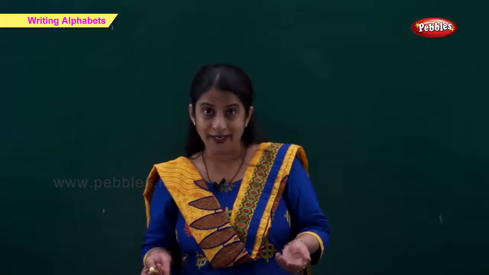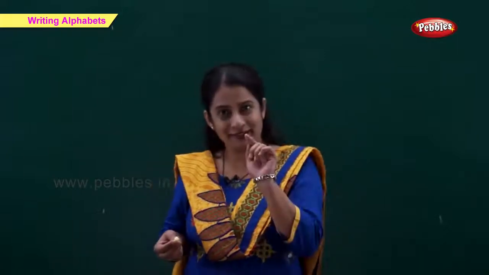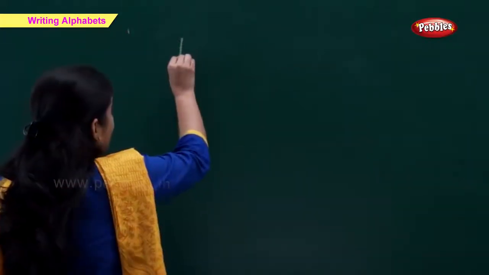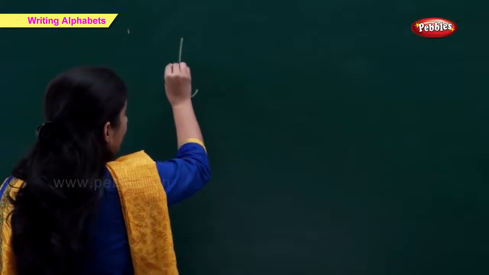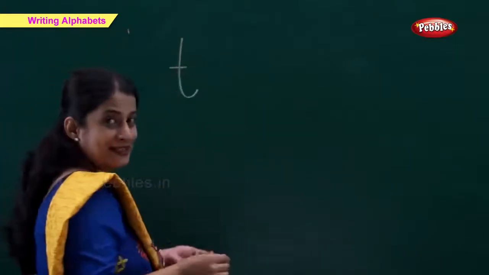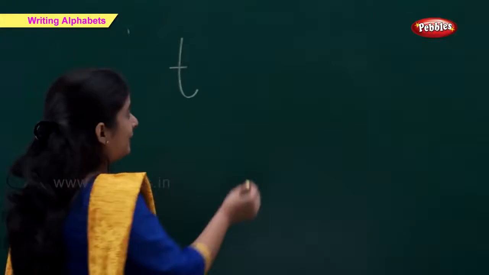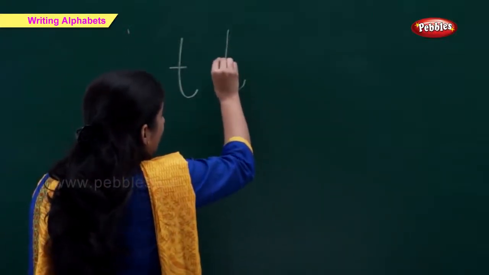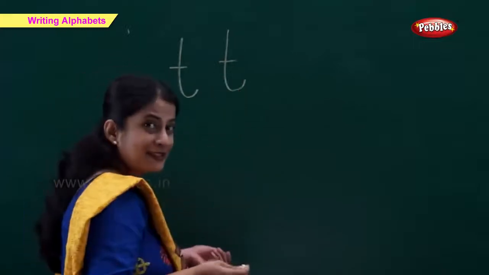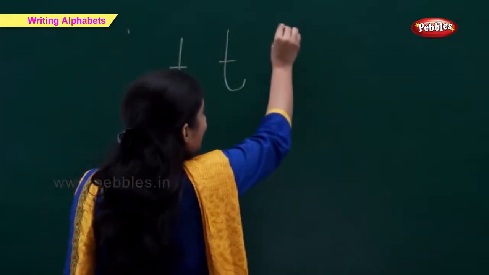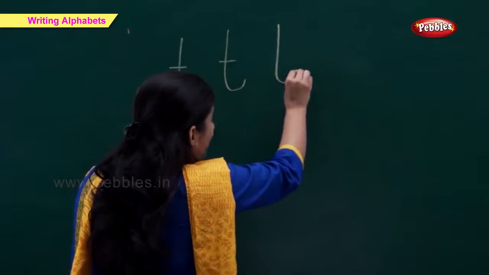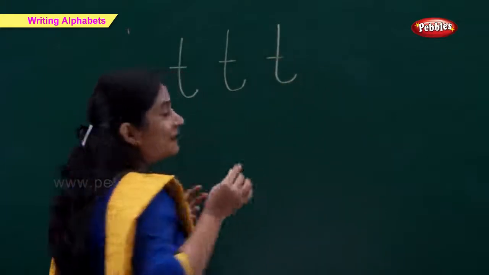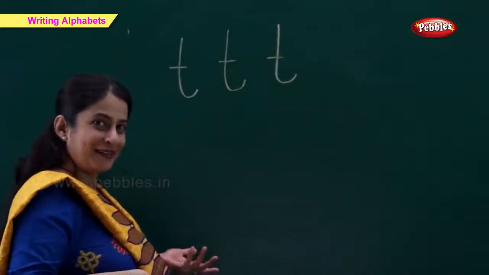Now we are going to write T. Small t. Standing line with a curve and a sleeping line makes small t. Again, standing line with a curve and a sleeping line makes small t.